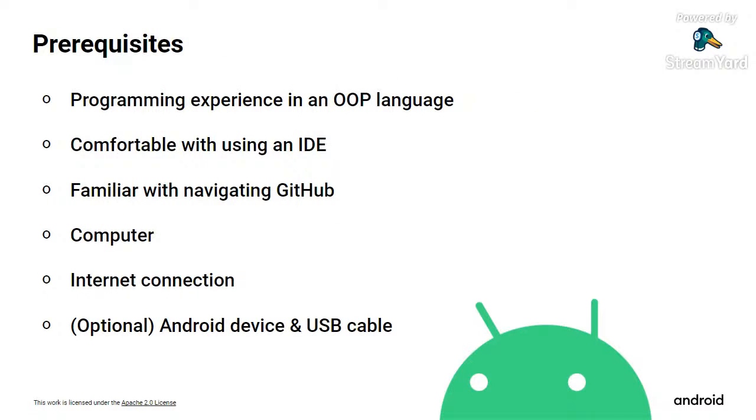Now, coming to the prerequisites that are required before starting this track. You should have experience in any object-oriented programming language. You should be comfortable with using an IDE. You should be familiar with how to navigate through GitHub. You should have a computer and an active internet connection. And it's optional, guys, that you should have an Android device and USB cable. Otherwise, the emulator also works.